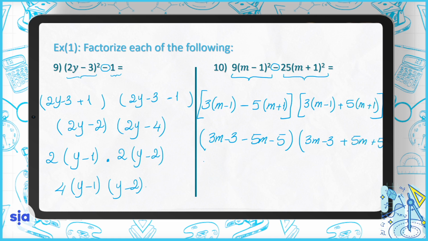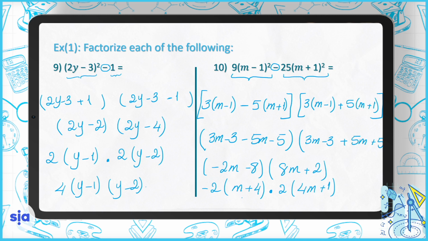If you combine the like terms together, here we have negative 2m minus 8 multiplied by 8m plus 2. If you take the common factor negative 2 outside here, it is m plus 4. And here we take the 2 as a common factor outside, it's 4m plus 1. So it's negative 4 multiplied by m plus 4 multiplied by 4m plus 1.